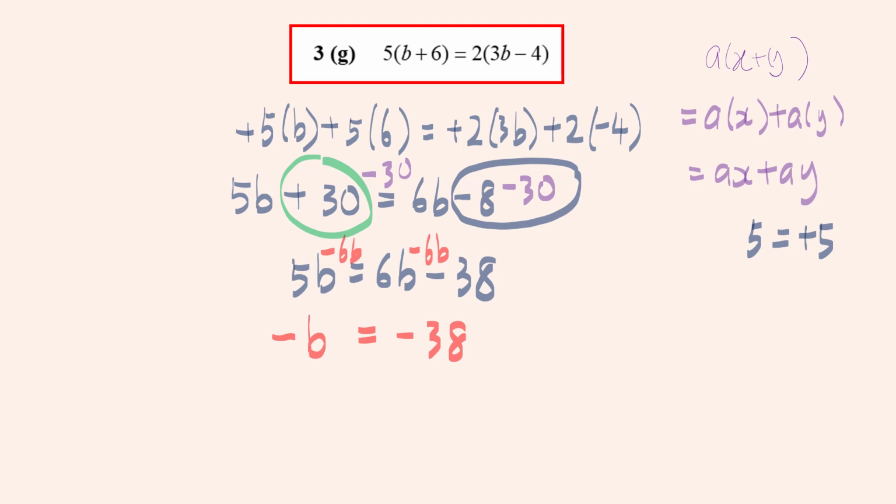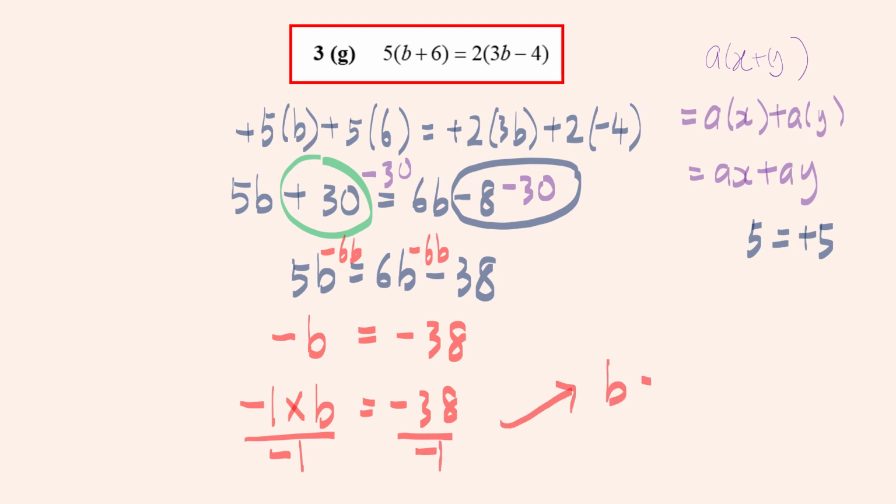And what does negative mean to you? It means negative 1 times b. And how do I get rid of the negative? Yes, divide by negative 1 on both sides. And we will have b equals to 38.